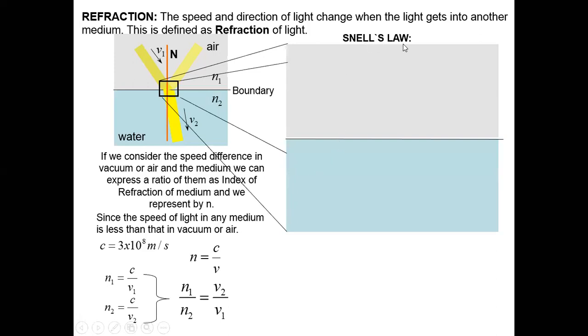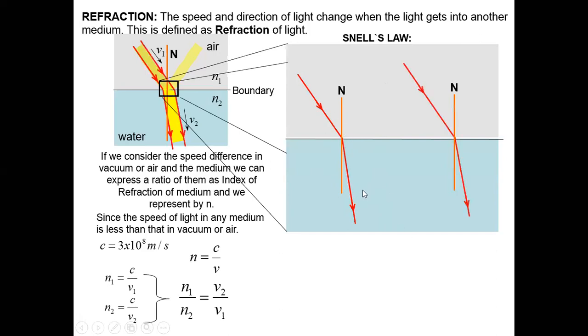What does Snell's law state? Snell's law states that when a light ray enters another medium, it can bend towards the normal or it can go away from the normal. This depends on the medium's density. Okay, so this is going to be our incident ray, and this is going to be our refracted ray. Okay, incident and refracted ray. So we can apply Snell's law here.